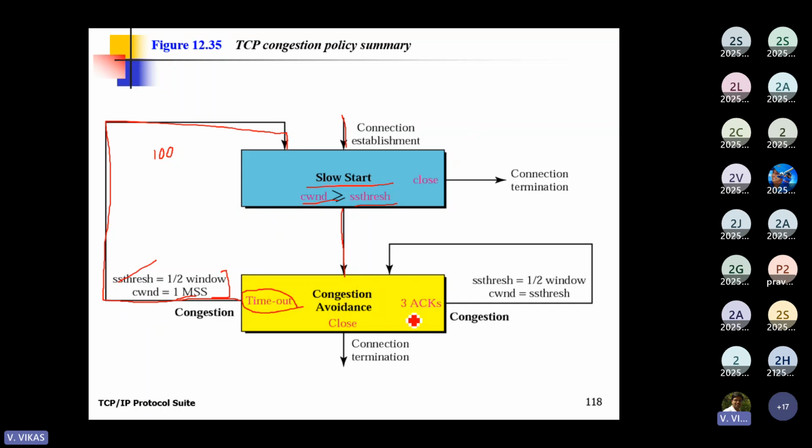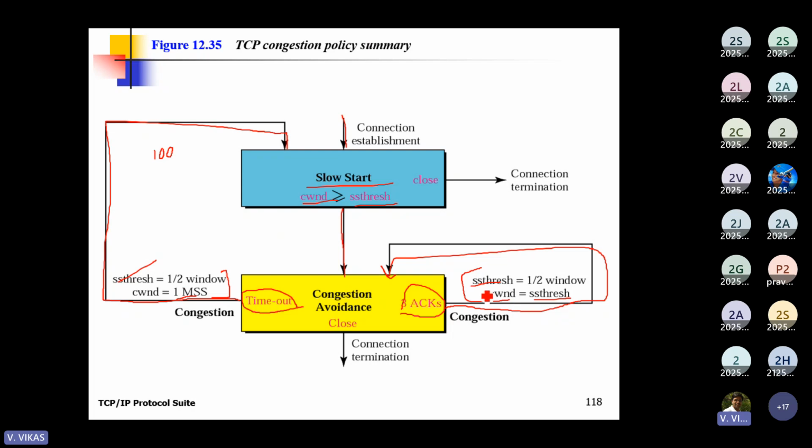Let us say the source has received 3 duplicate acknowledgements. When we receive 3 duplicate acknowledgements, basically we need to do fast retransmission. So we will retransmit the packet segment, and you can see we go from the congestion avoidance stage and come back to the same state, but with new values. What are the new values? The SS threshold is half of the window, and the new congestion window equals the SS threshold.